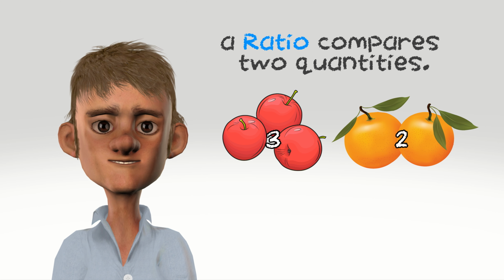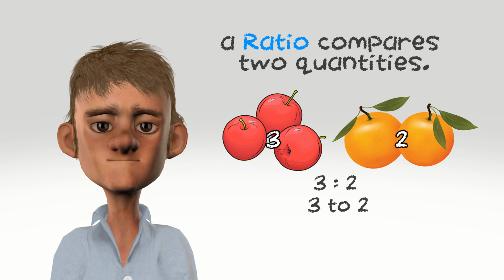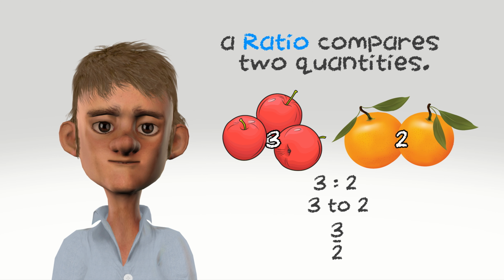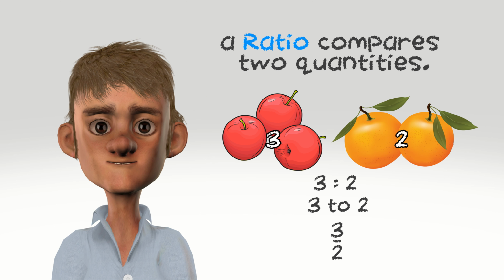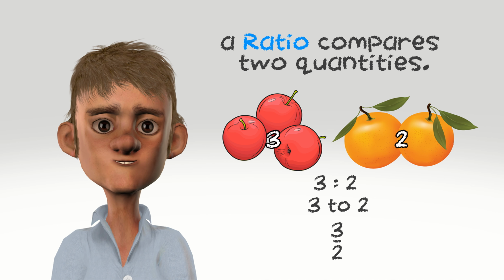Ratios can be written in 3 ways: 3:2, 3 to 2, or as a fraction 3/2. They're super versatile and you'll see them everywhere, from recipes to sports statistics.